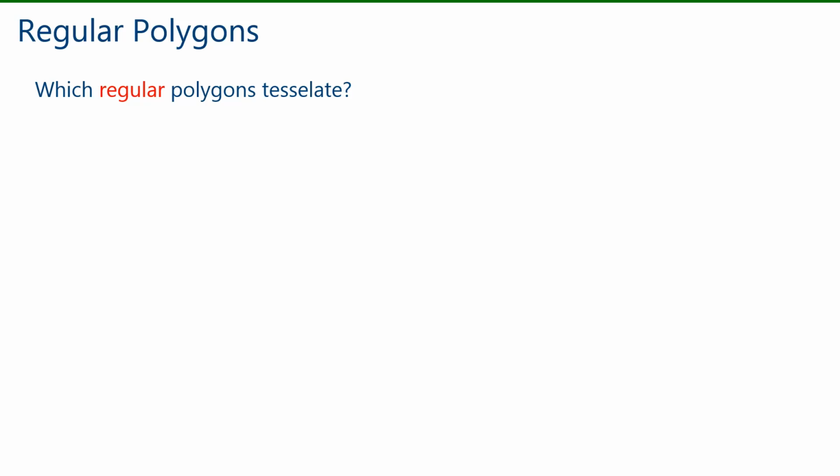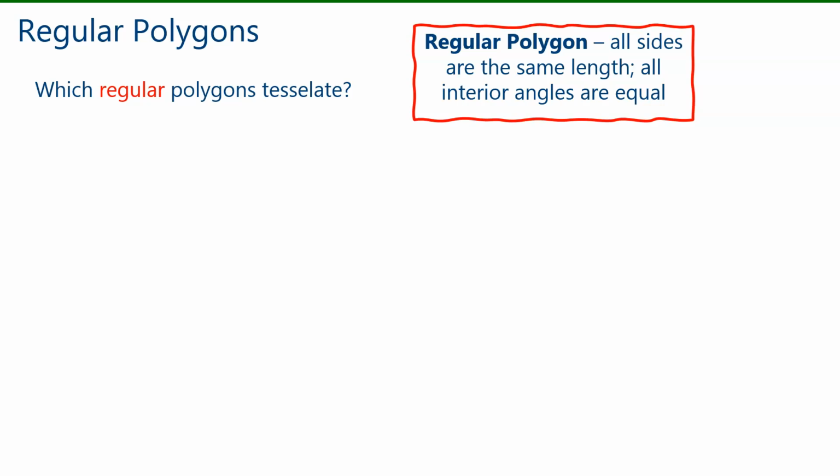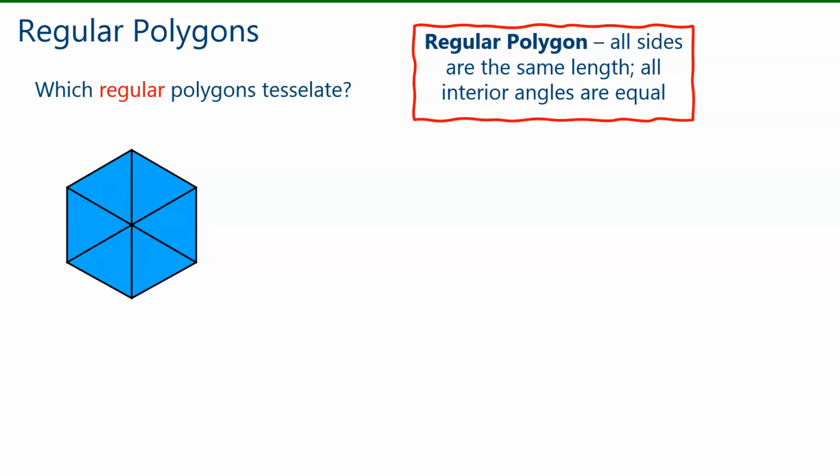And before we can answer that, let's quickly review what a regular polygon is. A regular polygon is a polygon where all sides are the same length and all interior angles are equal. For example, an equilateral triangle is a regular polygon because all three sides are the same length and all three angles are 60 degrees. If we try to tessellate the triangle, we can see that it does in fact tessellate.